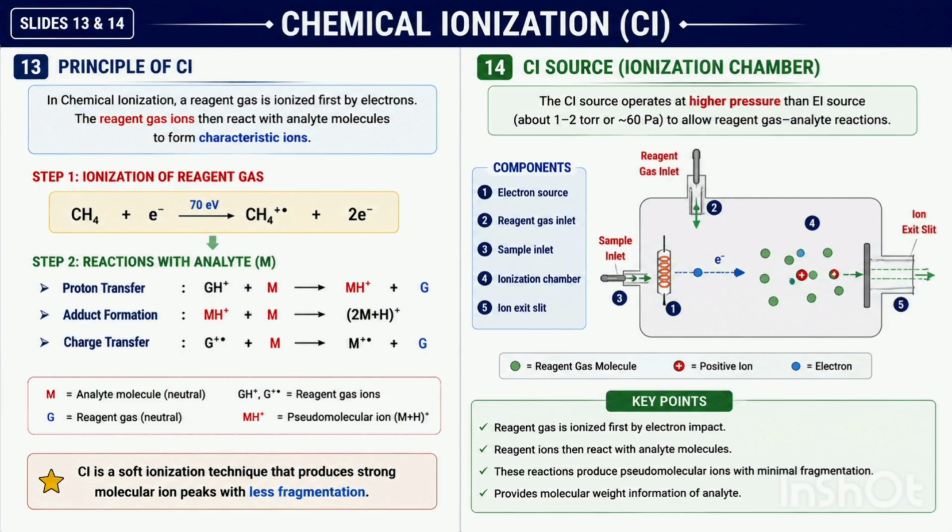Now CH5 plus reacts with the analyte molecule M. CH5 plus plus M gives rise to M plus H positive plus CH4. So the analyte gains a proton. This is called proton transfer. The resulting M plus H positive peak is often very useful for determining the molecular mass. For example, if the molecular mass of M is 100, the protonated molecule appears at approximately m/z equal to 101. So CI gives us a very useful molecular mass related peak.